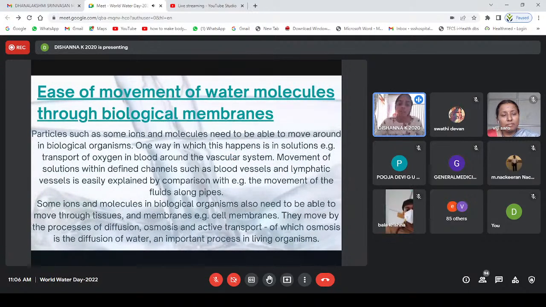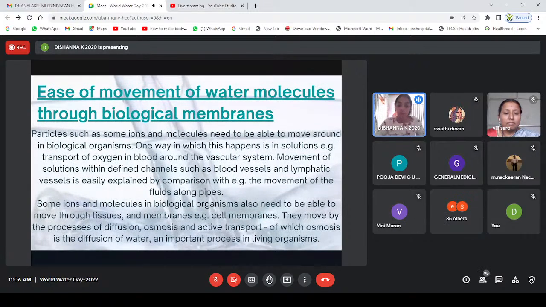So particles such as some ions and molecules need to be able to move around in biological organisms. One way in which this happens is in solutions. Example, the transport of oxygen in blood around the vascular system. Movement of solutions within defined channels such as blood vessels and lymphatic vessels is easily explained by comparison with, for example, the movement of fluids along pipes.